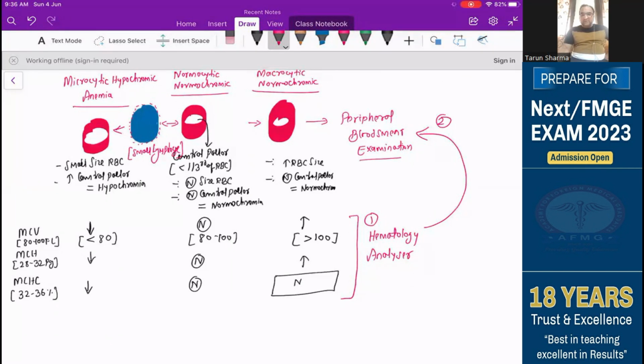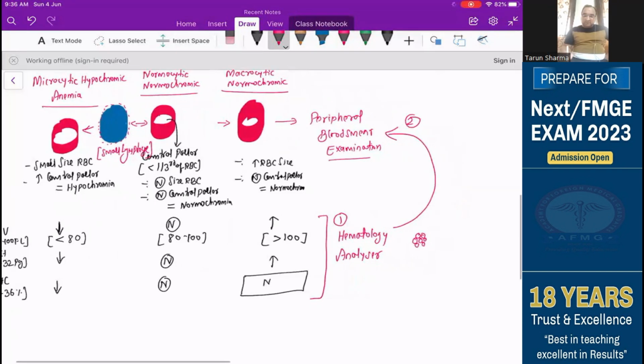Like if there are smaller RBCs, and they make a clump like this, you can see here, smaller RBCs are there and they make a clump like this, and once they enter the channel of the machine, then the machine will think that there is a single large RBC.